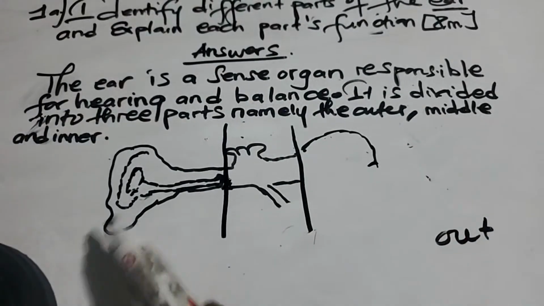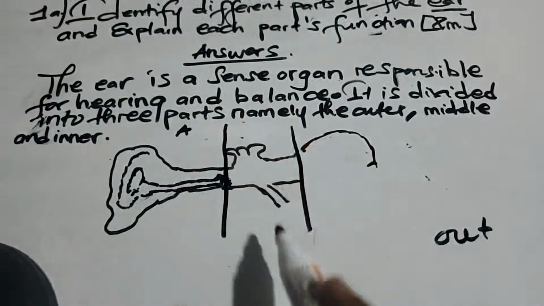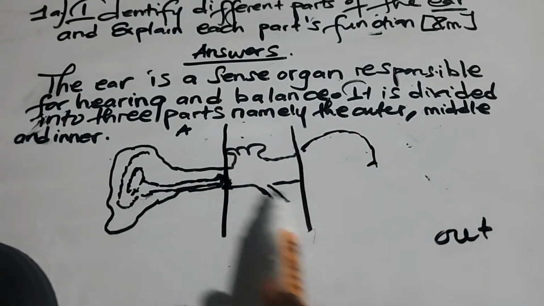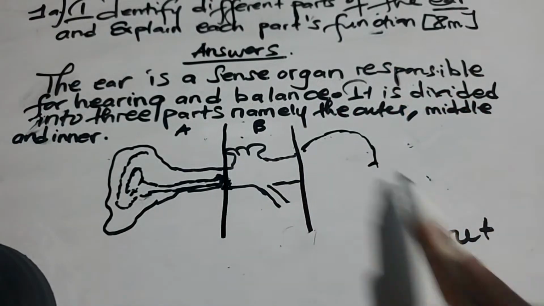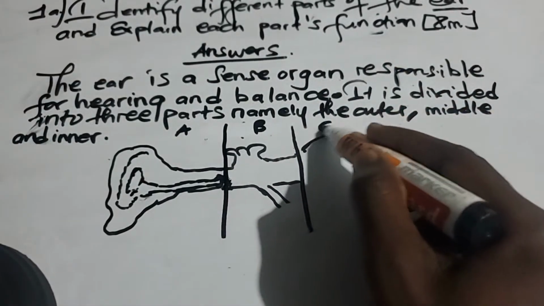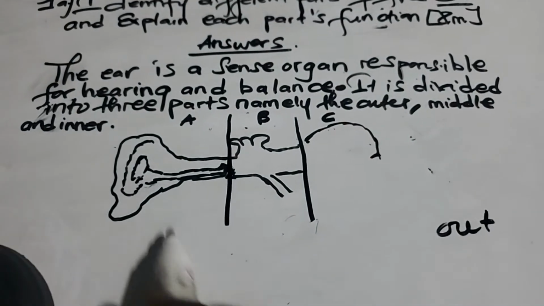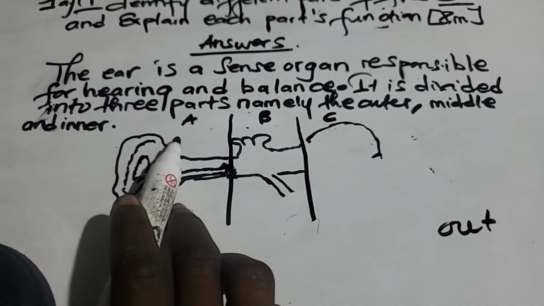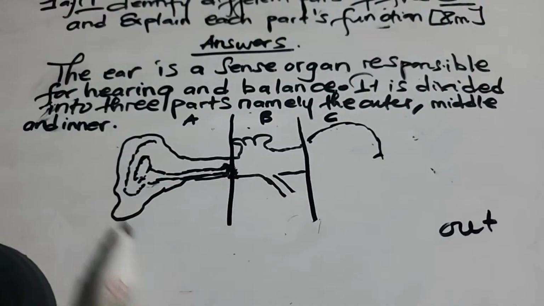So if you check, I have this first part, I will simply term it as A. Then I also have this middle part, which I will term as B. Then I have this last part, which I will term as C. This is what I'm trying to say here. So I have the first part, the middle part, and the inner part. So this is the outer part, the middle part, then the inner part.